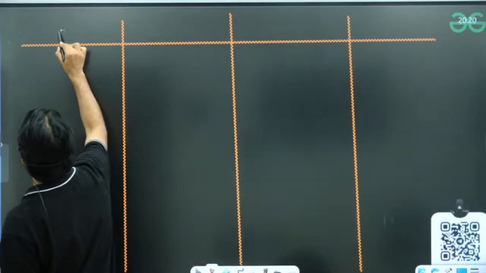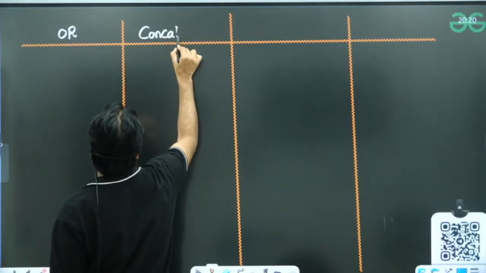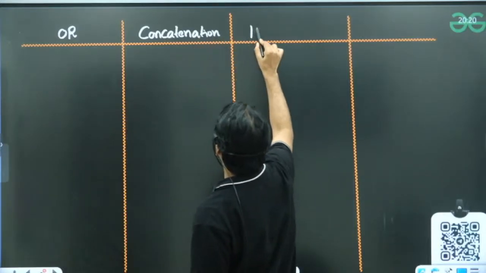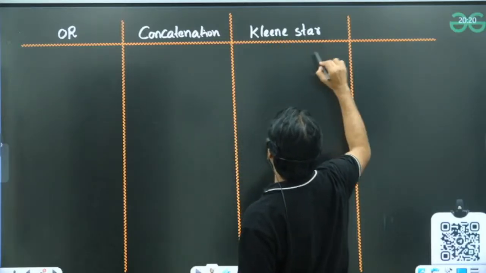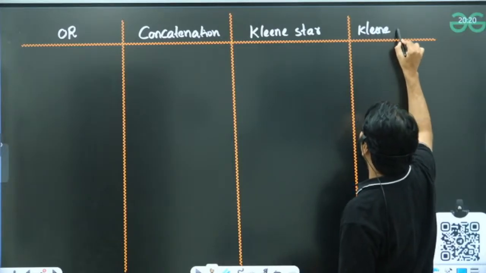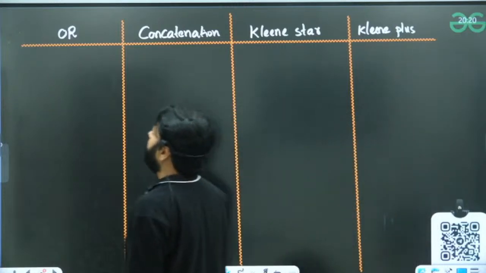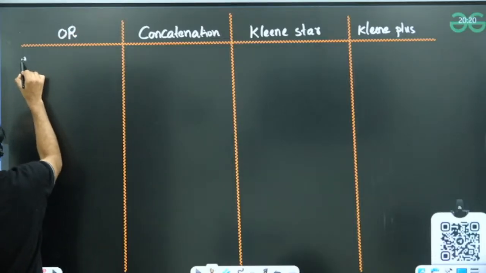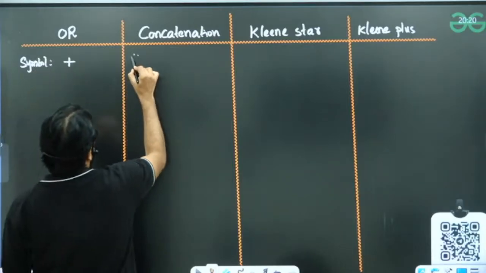The first one is OR, and the second one is concatenation, and the third one is Kleene star. People may call it Kleene closure also, or simply star. And this one looks like the OR operator symbol, but it's Kleene plus, or you can call it positive closure. The symbol that you will use here is a plus. Which symbol will you use to denote it? Plus.